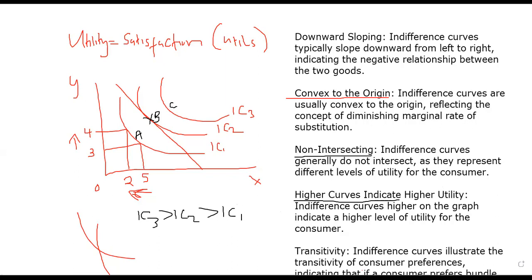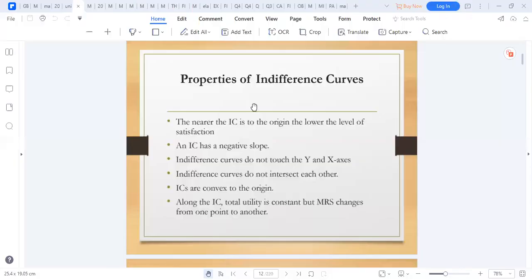What other characteristics do we know about indifference curves? So that question alone would carry a good number of marks. So you need to know these characteristics. Okay, so they have a negative slope. They do not touch the axis. They are infinite. They do not intersect each other. They're convex. And also along the indifference curve, total utility is constant, but the marginal rate of substitution is what changes from one point to another.